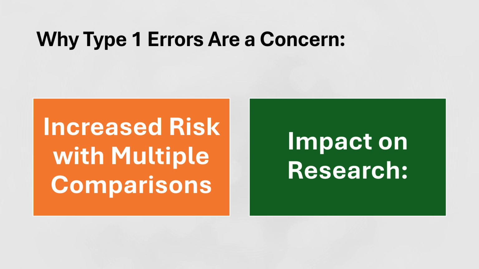Now, why are type 1 errors a concern? So there's an increased risk with multiple comparisons. The more stats tests you perform, the greater chance of committing a type 1 error. For example, if you conduct multiple t-tests to compare 3 or more groups, each test increases the overall likelihood of finding a significant result, purely by chance, even if no true difference exists.